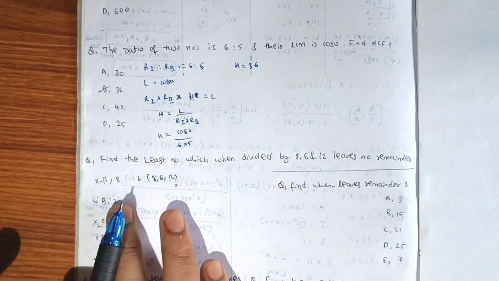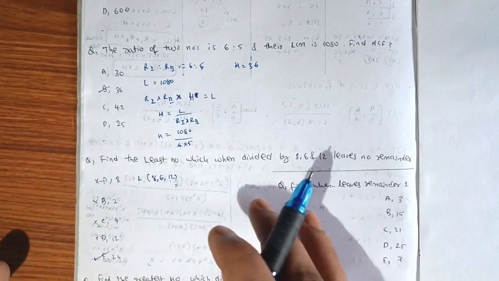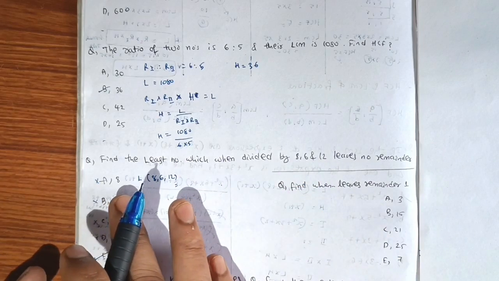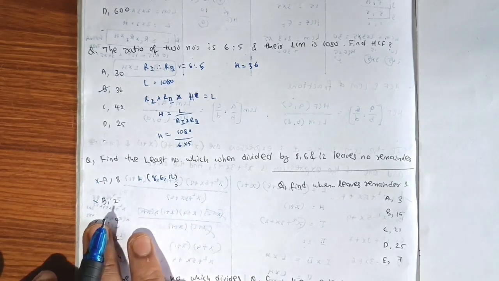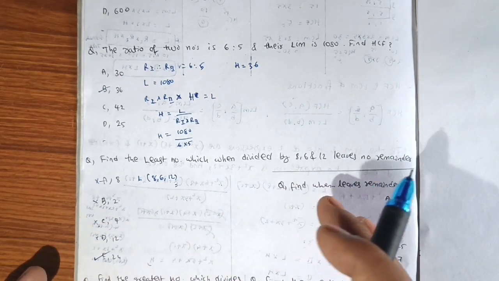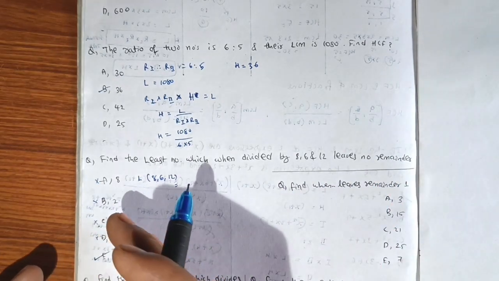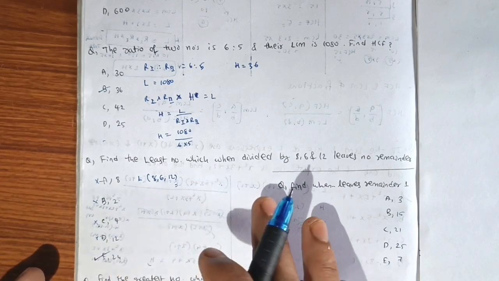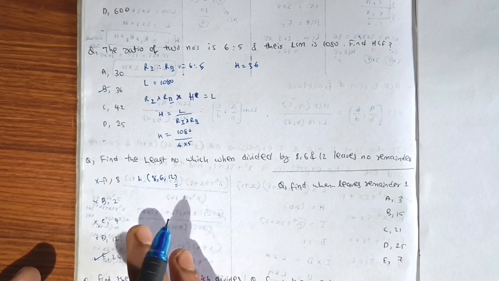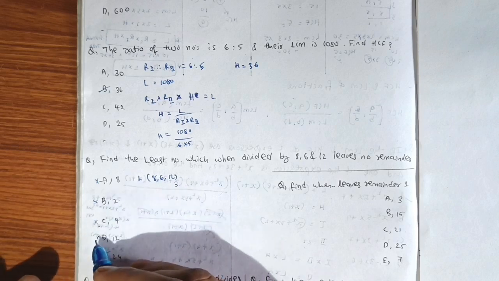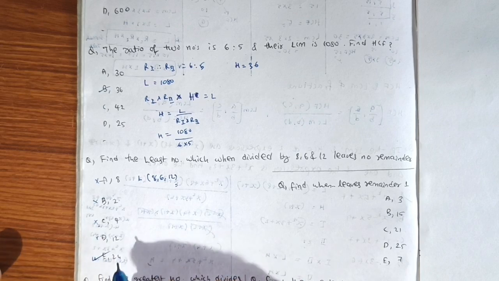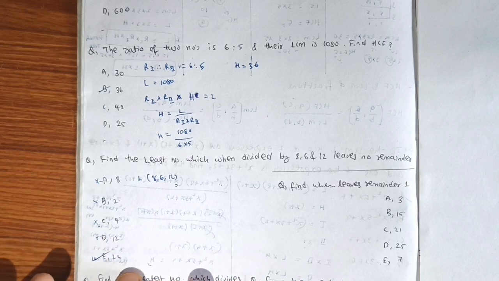Now let's check option B, which is 2. 2 by 8 leaves remainder 2, so option B is also not fitting. Let us try option C: 4 by 8 leaves remainder 4, so option C is also not fitting. Let us check option D: 12 by 8 leaves remainder 4, so option D is also not fitting. The leftover option is only E.